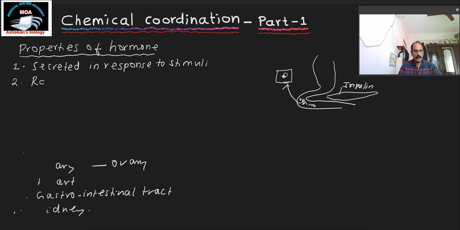Rate, how much hormone will be produced, that is known as the rate of secretion. Rate of secretion depends on the intensity of the stimuli. Intensity means severity.